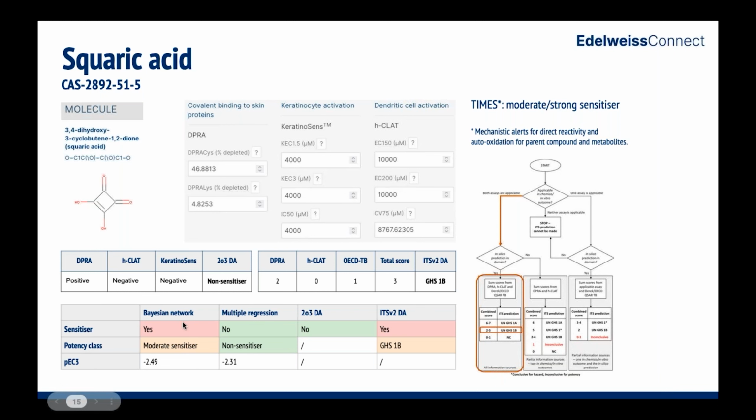Here, Bayesian network predicted squaric acid as moderate sensitizer. Times also predicted squaric acid as sensitizer. And from Bayesian network, PEC3 value was minus 2.49. However, multiple regression and 2 out of 3 defined approach predicted squaric acid as non-sensitizer.